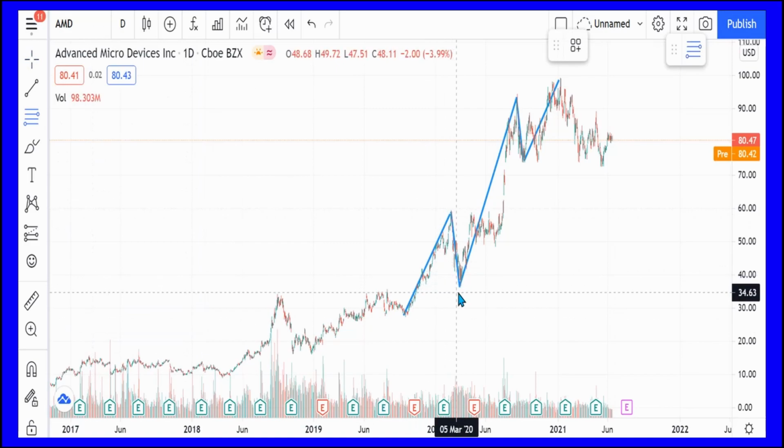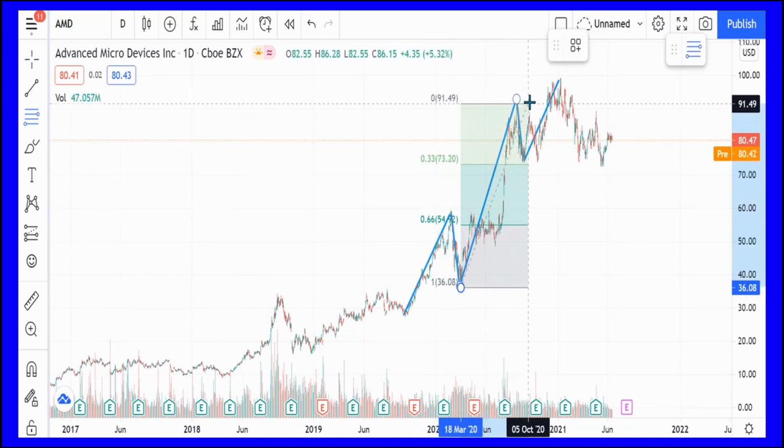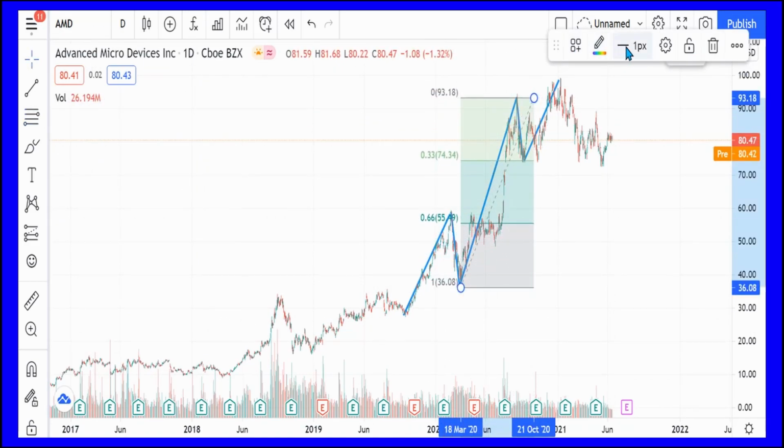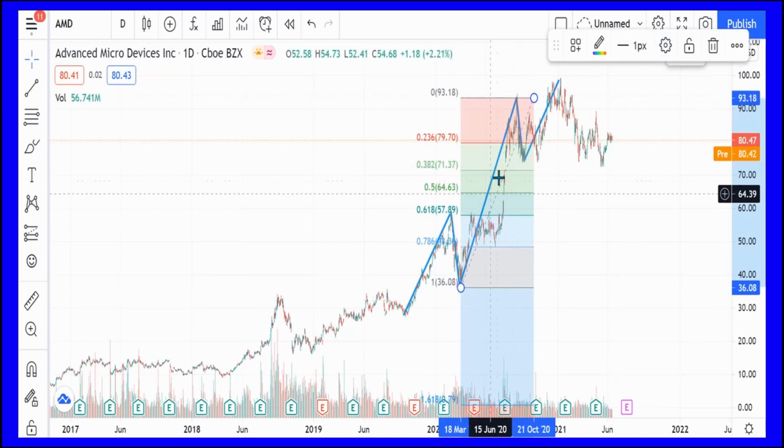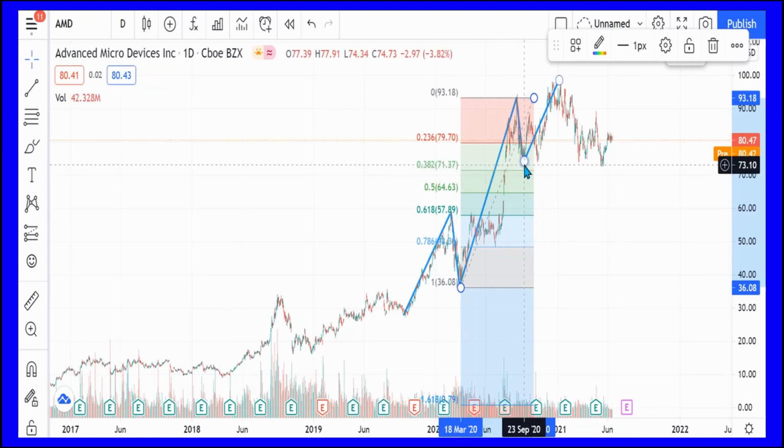So we'll do a retracement from there to here. I'll enable my Fibonacci levels. Now you can see the Fibonacci levels. During the first run up here, it retraces almost to 38%. Almost. It hasn't reached it, maybe around 35.